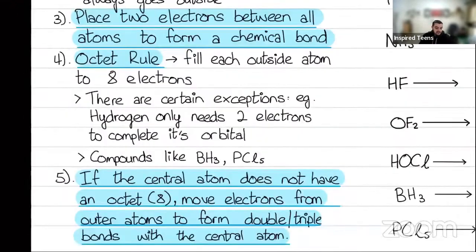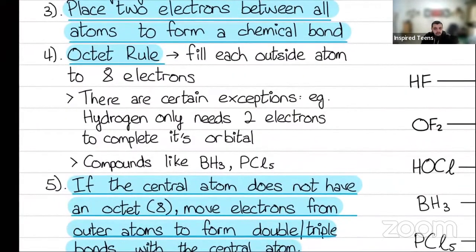Okay. However, there are certain exceptions to that as well. For example, hydrogen only needs 2 electrons to complete its orbital. Okay, we know that. And there are other exceptions, and unfortunately, you guys don't learn enough chemistry to know the exceptions, know why, and easily identify the exceptions.